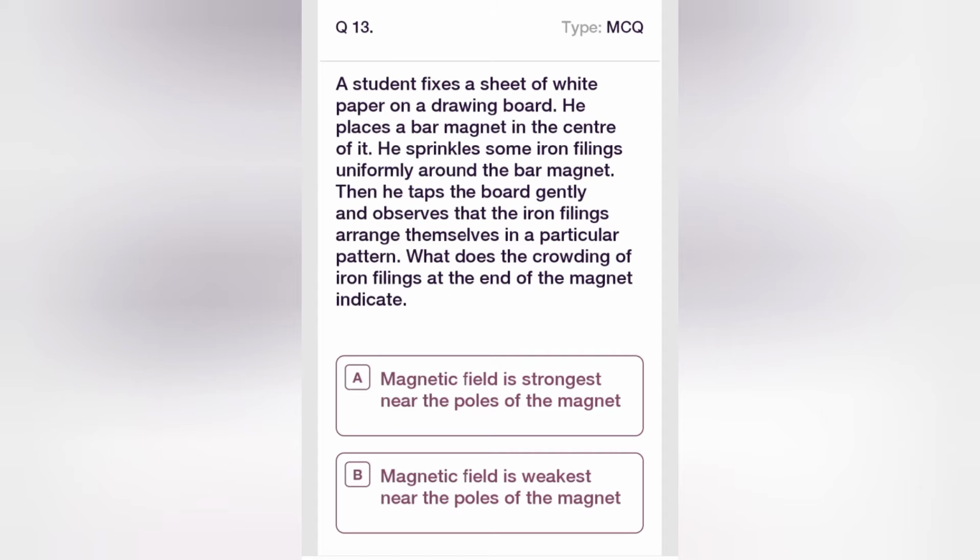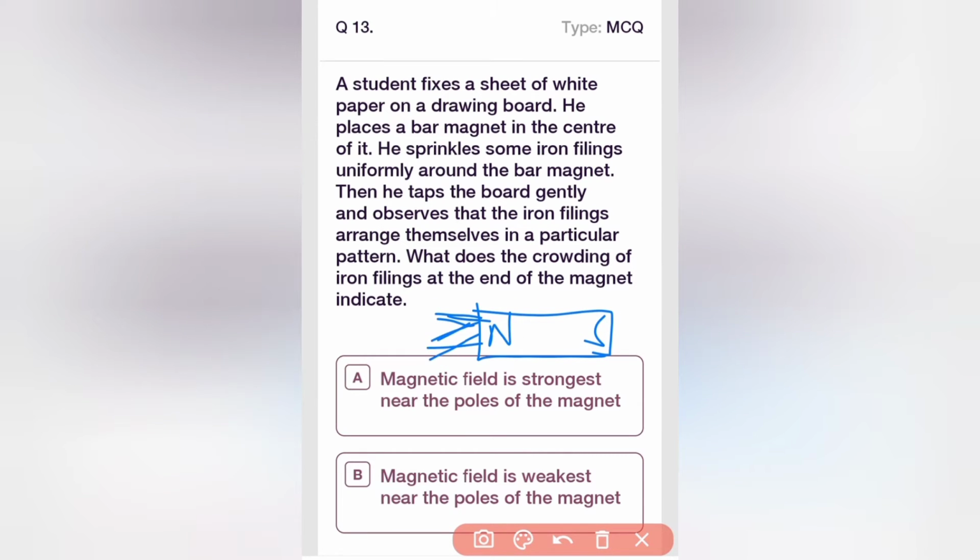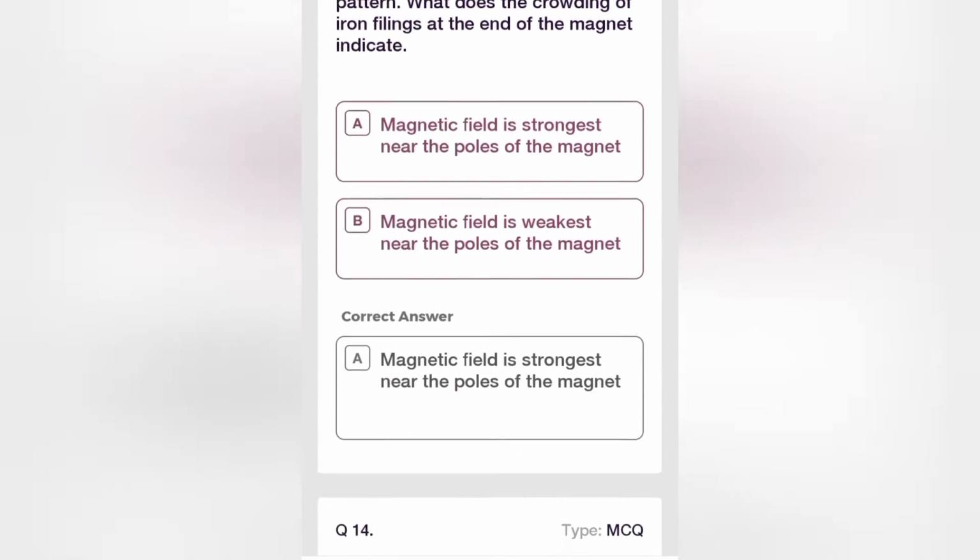See, the crowding of the iron filings will be more near the poles. That means the field is stronger near the poles of the magnet. Option A is the correct answer.